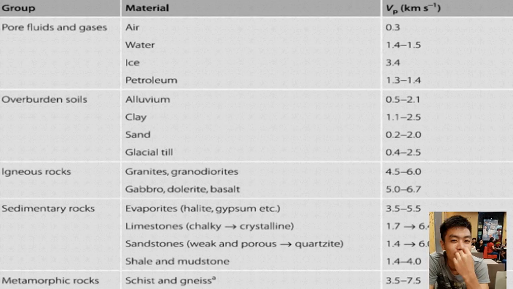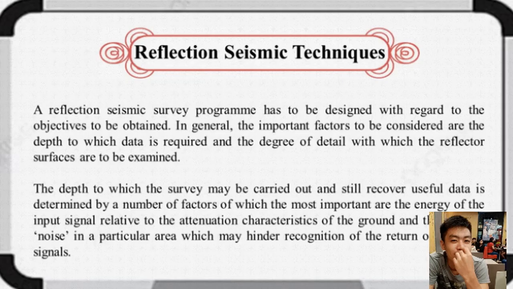So, mao ni ang table sa material ug ang ilang compression wave times kilometer s raised to negative 1. Reflection seismic techniques. So, mao ni ang pamaagi sa pagkuha sa mga geophysics na nagagamit og mga prinsipyo sa seismology para matansya nila ang kalalom sa lupa sa atong planeta nga nagigikan sa reflected seismic waves.